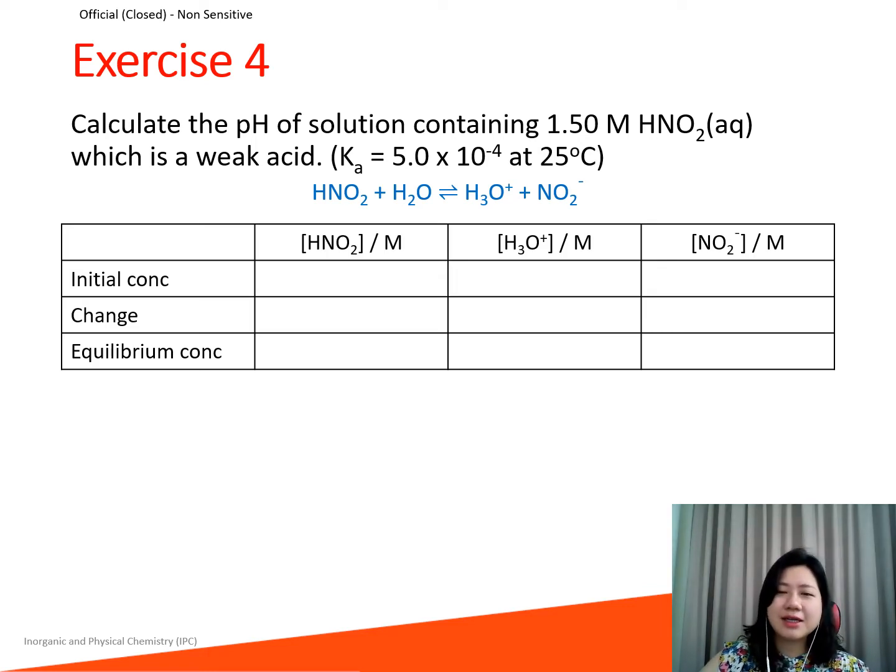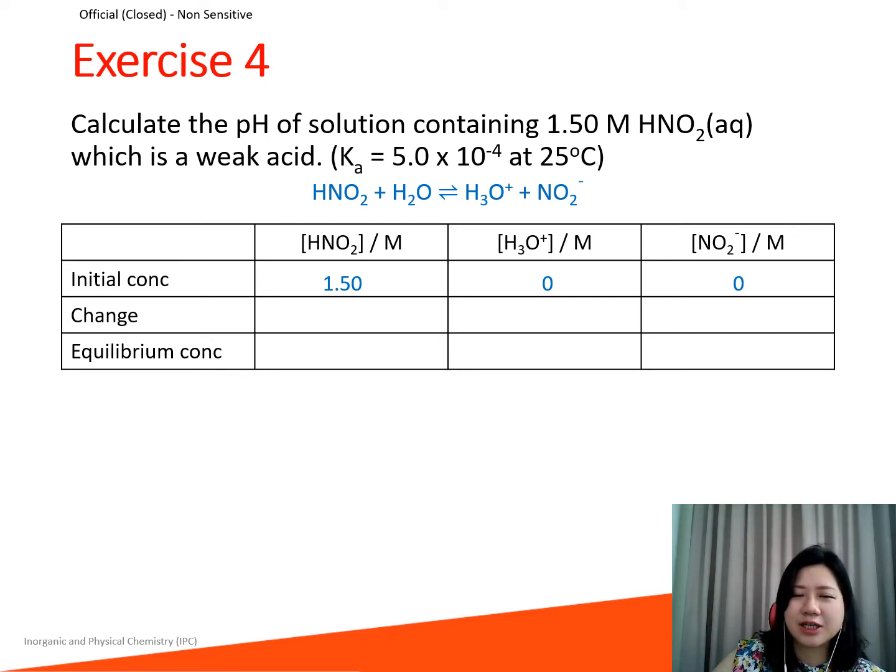Now let's try to fill up the table. We can fill in the initial concentrations. Let's imagine that the acid is just dissolved in water and has not yet dissociated. The initial concentration of HNO2 would be 1.5 molar as given in the question, while the concentration of H3O+ and NO2- would be 0. This time, we don't have any more data to fill into the ICE table.